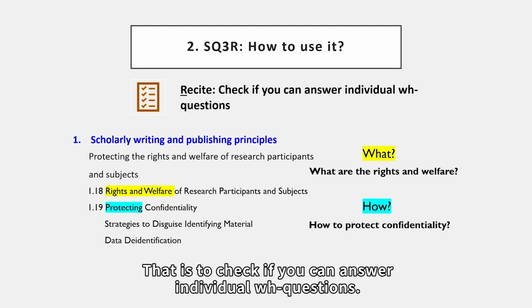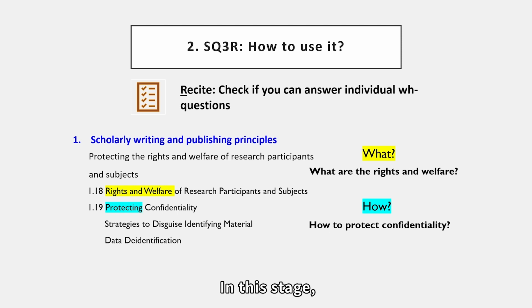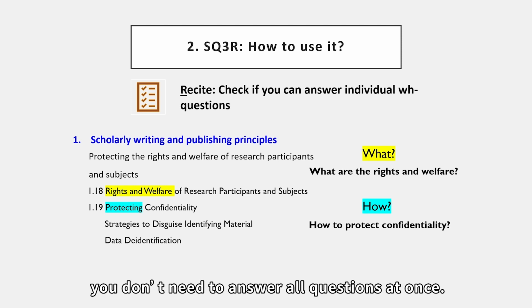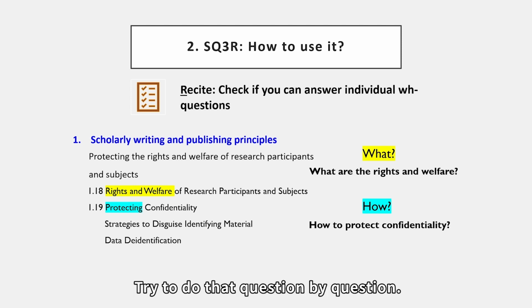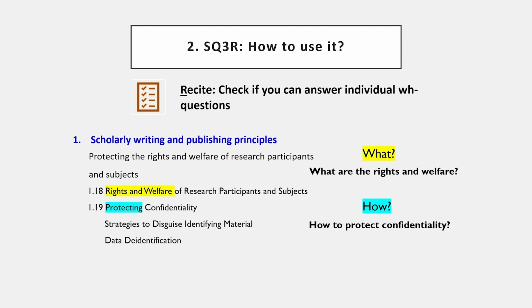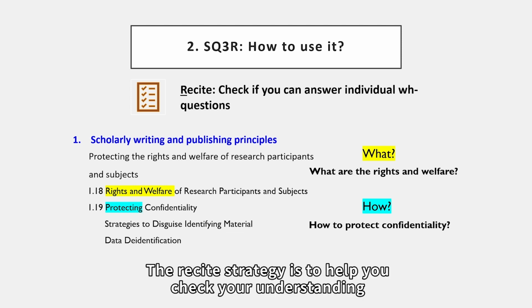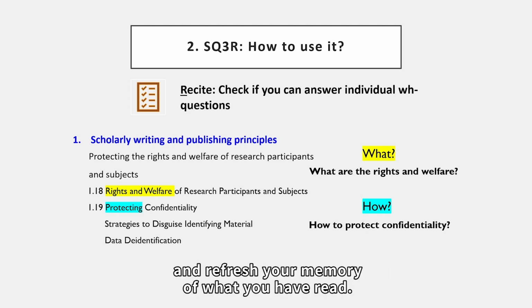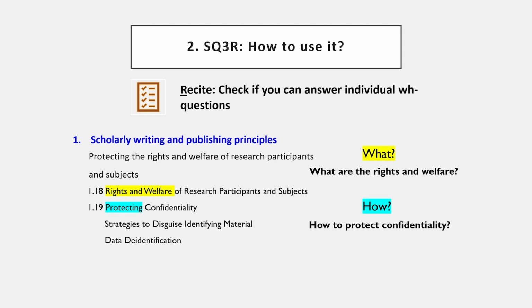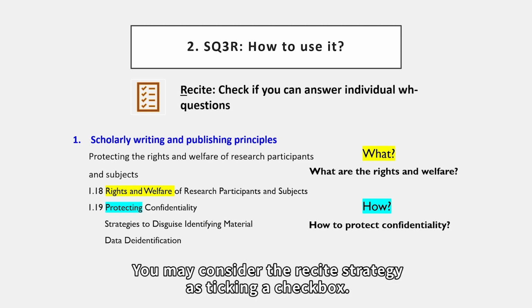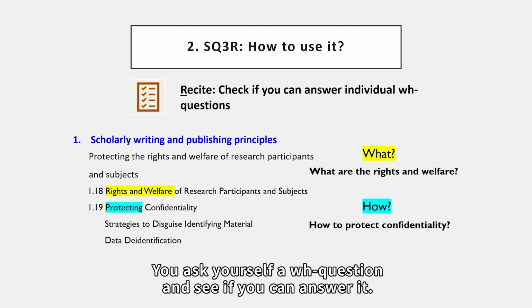That is to check if you can answer individual WH questions. In this stage, you don't need to answer all questions at once. Try to do that question by question. The Recite strategy is to help you check your understanding and refresh your memory of what you have read. You may consider the Recite strategy as ticking a checkbox. You ask yourself a WH question and see if you can answer it.